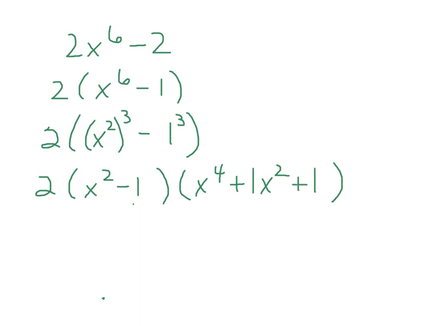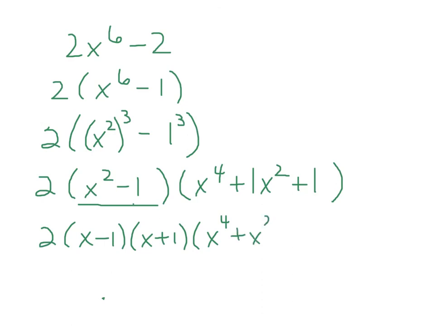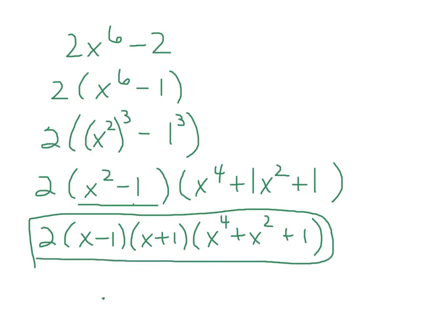All right, almost finished. Not quite as much work as the first one, but you do still have a difference of squares in there. So we can finish it up. 2 times x minus 1 times x plus 1. And the trinomial that we were left with did not factor. We can leave that as x to the 4th plus x squared plus 1. And there you've got the second possibility for factoring your 2x to the 6th minus 2.